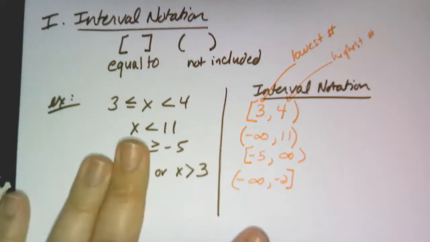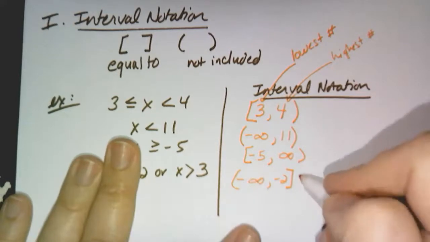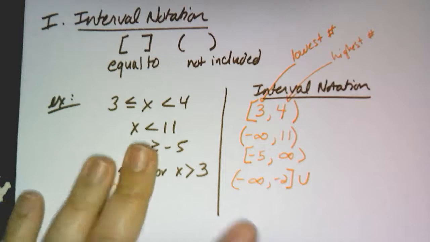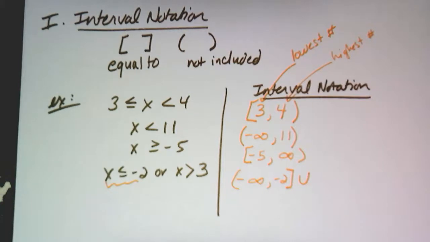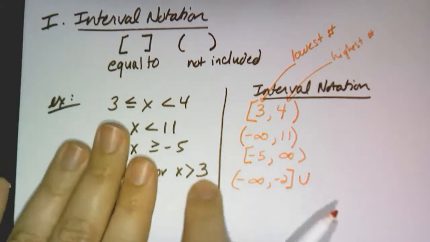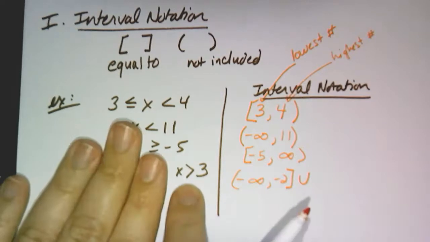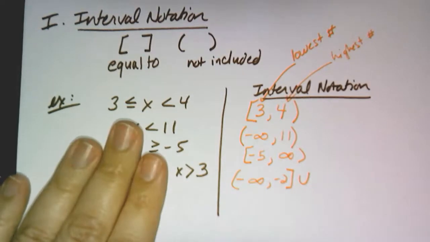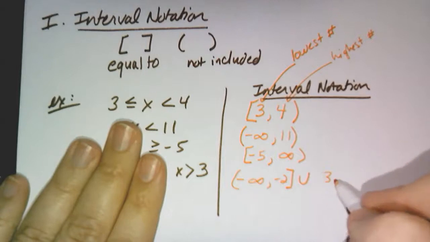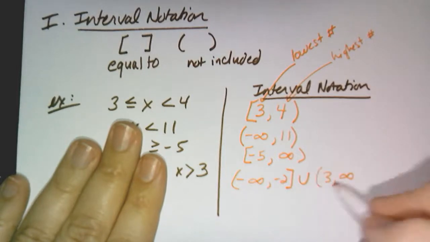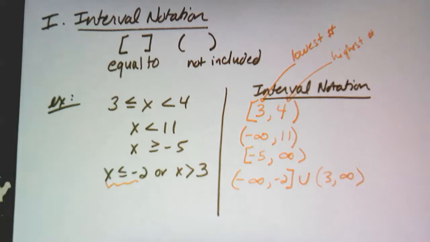Then you move your hand over. Where you see the word or, you unite. Put a U symbol, meaning I'm going to unite these two parts of the number line together. Then how would you write this one in interval notation? What's the lowest to the highest on just this piece? 3 to infinity. Parentheses, brackets, what do I get? Both parentheses. So that, my friends, is interval notation. How do you feel about that?